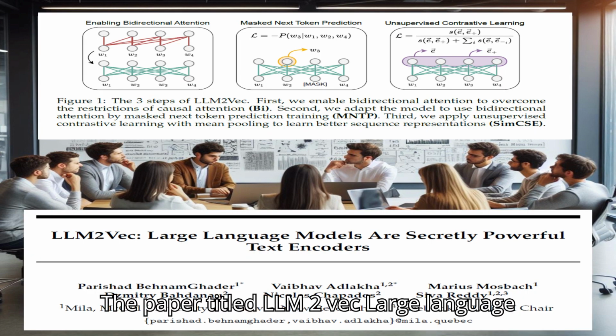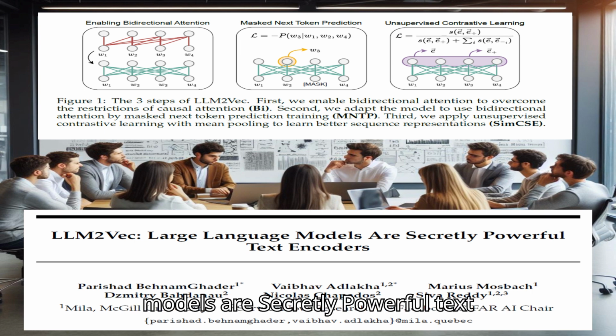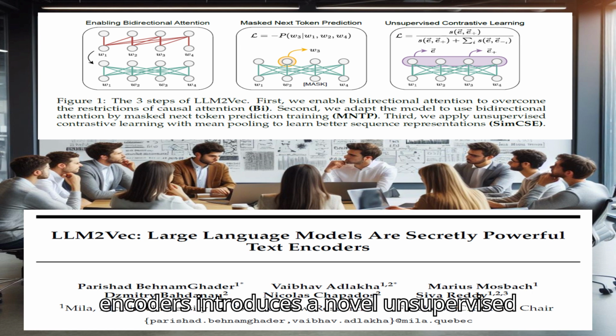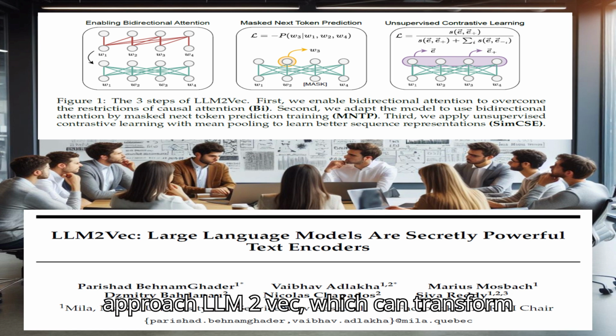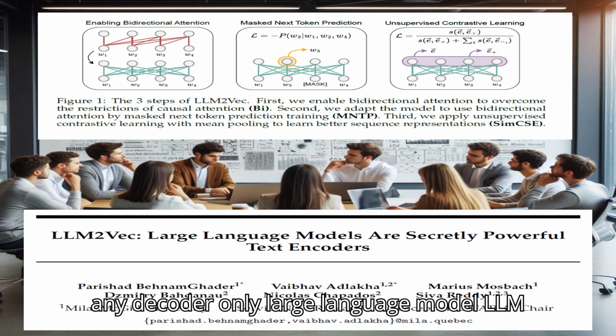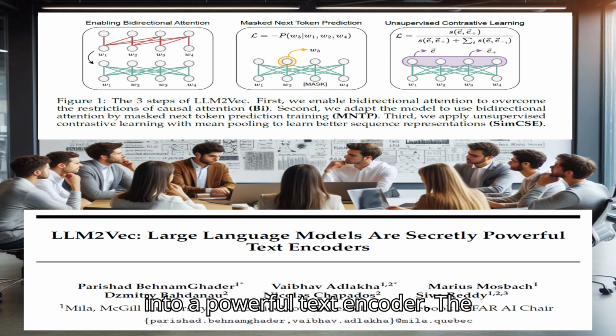The paper titled LLM2Vec, Large Language Models Are Secretly Powerful Text Encoders introduces a novel unsupervised approach, LLM2Vec, which can transform any decoder-only large language model, LLM, into a powerful text encoder. The method consists of 3 main steps.